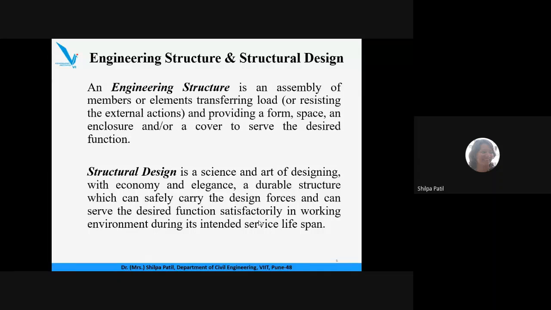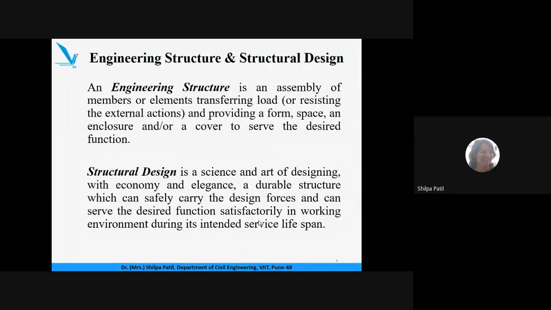For example, the load coming on the slab will get transferred to the beam, then from the beams to the columns, from the columns to the footings, and from the footing finally to the surface beneath the structure, or the soil or ground. So this transfer of load should be safe without disturbing the stability of the structure. This is how we define the engineering structure.